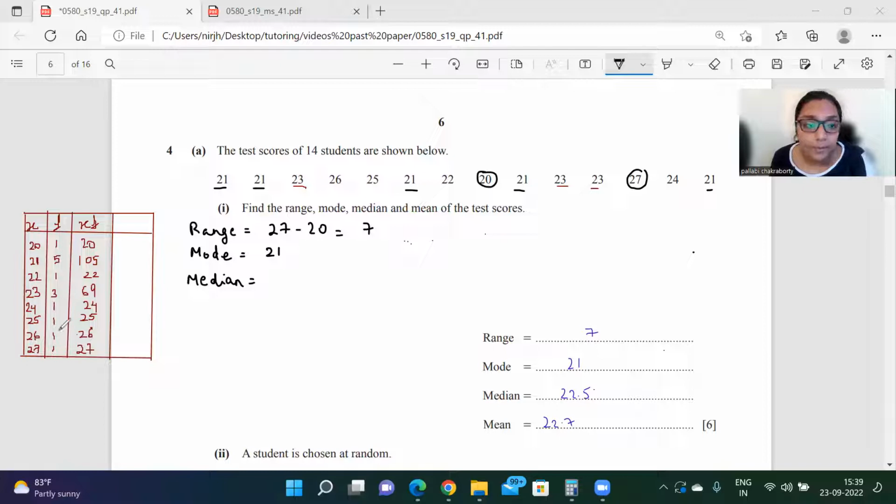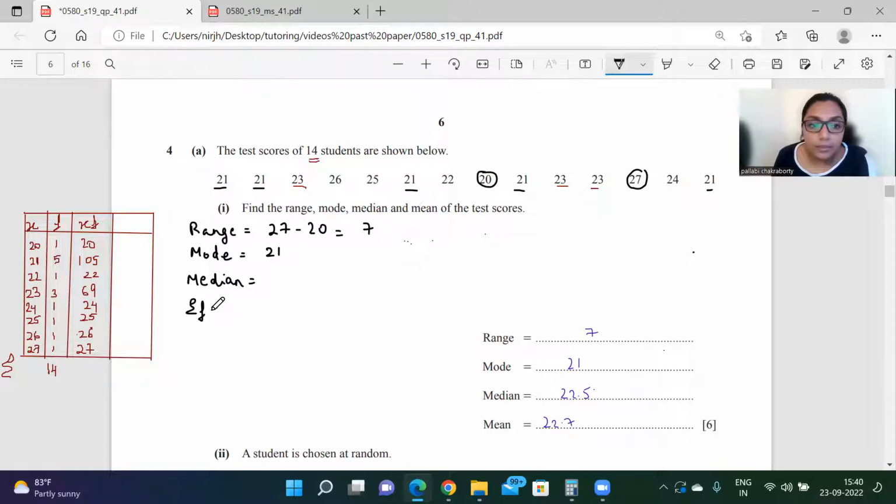Let's add up the frequencies. It should come to 14 because the total number of students is 14. So let's see if that is coming. 1, 2, 3, 4, 5, 6, 7, 8, 9 and 9 plus 5 is 14. So the summation of frequency is 14. Let's write that down over here. Yes, we will come back to median as well.